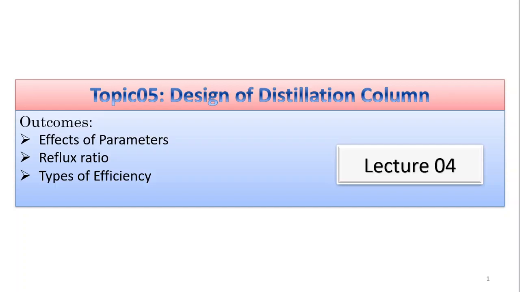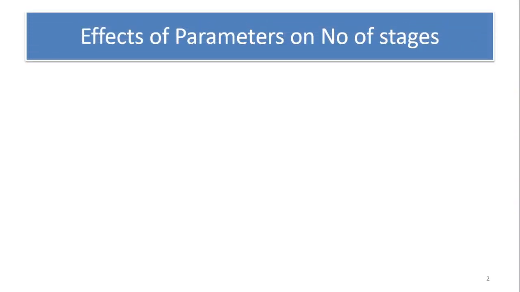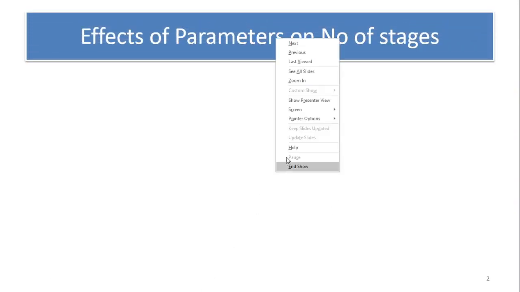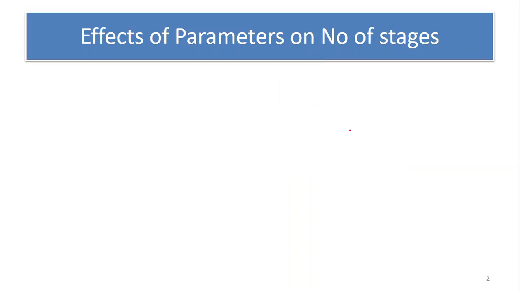Today we are going to discuss some other important factors of the design of a distillation column. After learning how to find the number of stages with the help of the McCabe-Thiele method in the XY diagram, now let us look at the different parameters that affect the number of stages.